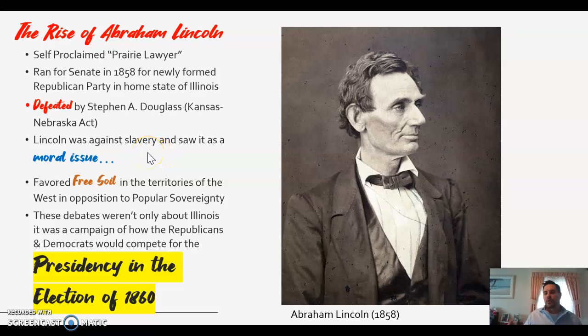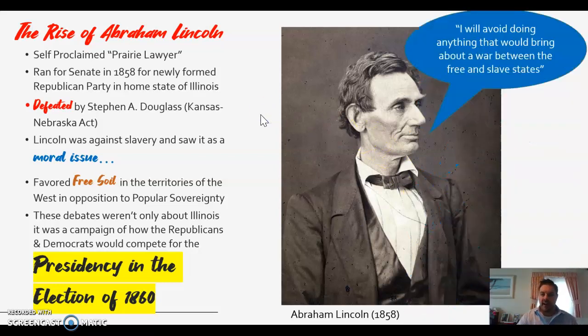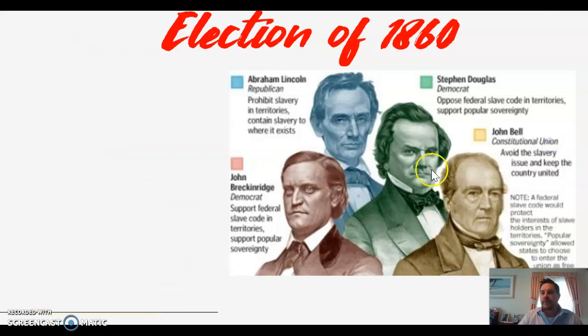And these debates weren't only about Illinois. They were really setting the stage for what would happen in 1860 between Republicans and Democrats in the election of 1860. And for Lincoln, he didn't want to bring a divide between slave and free states. It was just his view that slavery was wrong. He didn't necessarily believe that everyone had to believe what he did.